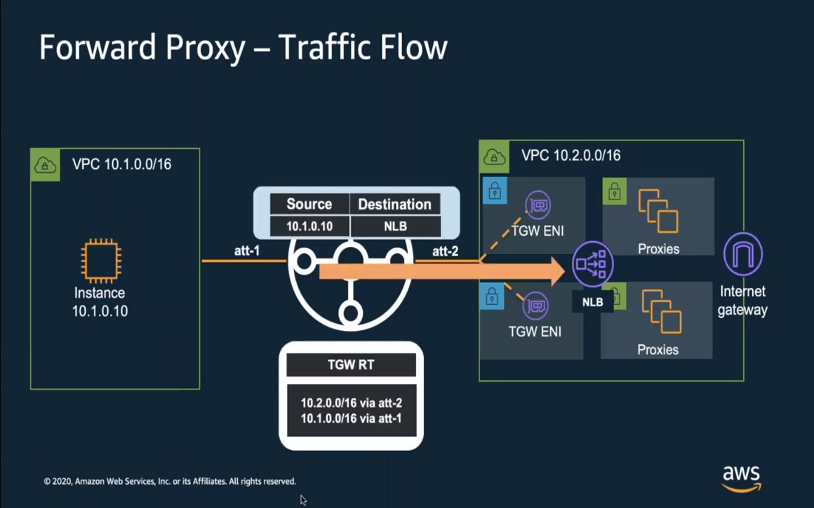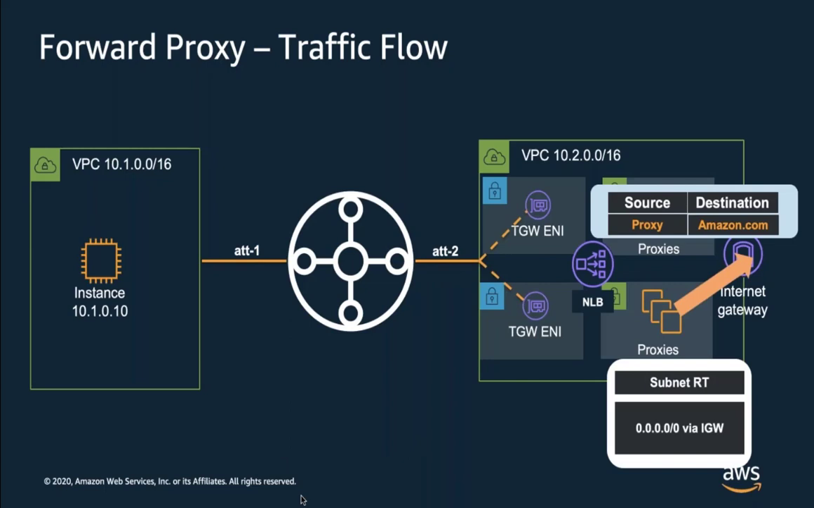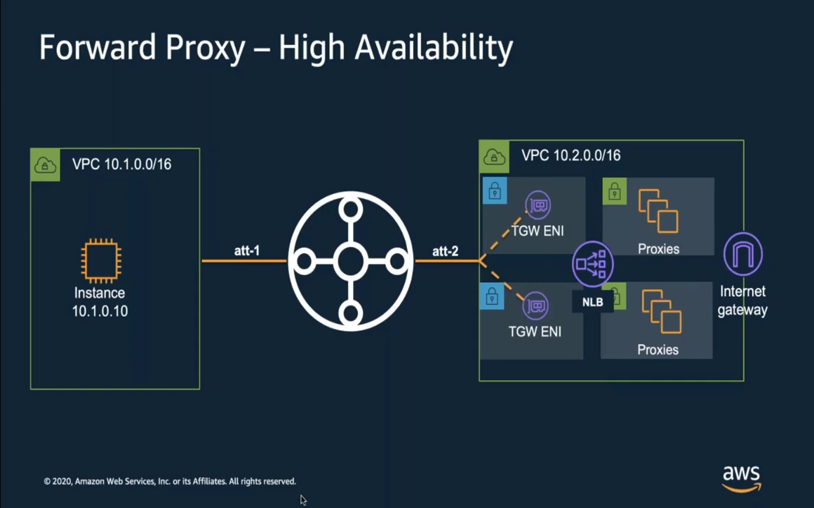The transit gateway forwards it exactly unchanged. Traffic reaches the network load balancer through the ENIs and then gets forwarded to one of the proxies. The proxy terminates the connection and then initiates another connection from its own IP address. So we can see here the source is the proxy, and now the destination is the Amazon.com public IP address. And the way the traffic is forwarded to the internet gateway is through that default route in the IGW.